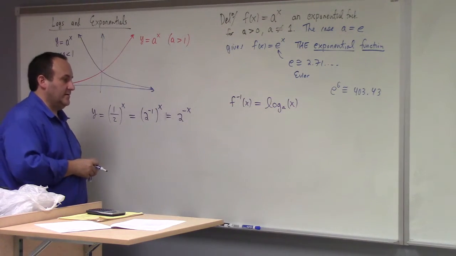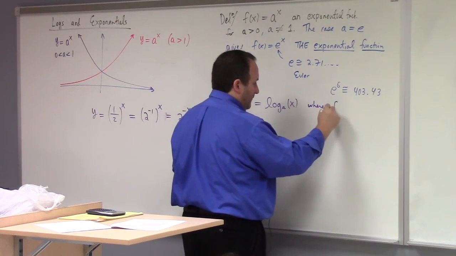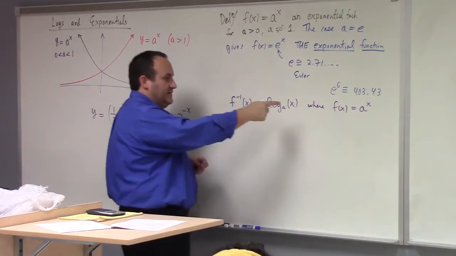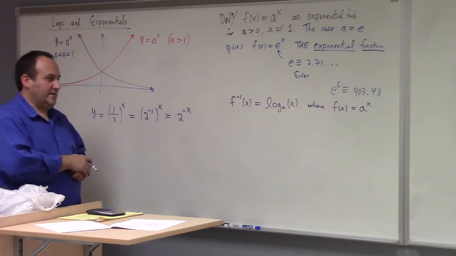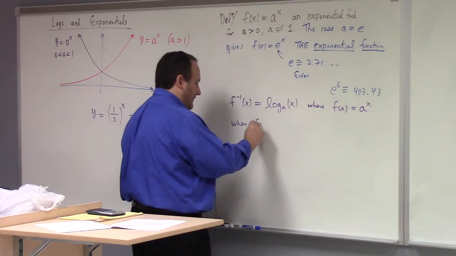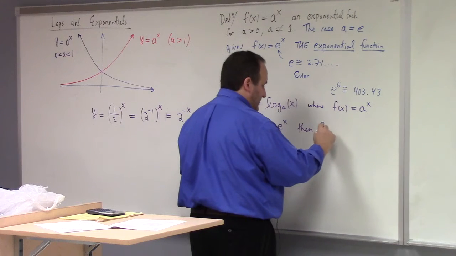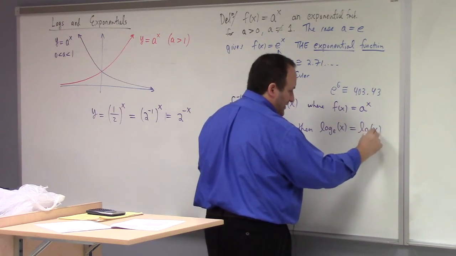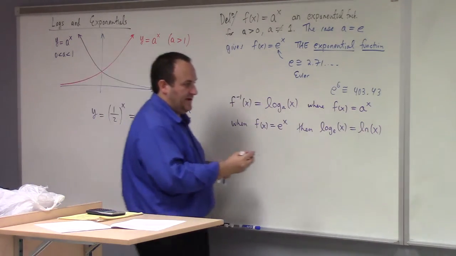Okay, so in the special case where f of x is equal to a to the x, the inverse function to a to the x is log base a of x. And in the particular case when we have f of x equals e to the x, log base e of x has a special notation. It's called ln of x. ln of x is what's known as the natural log.